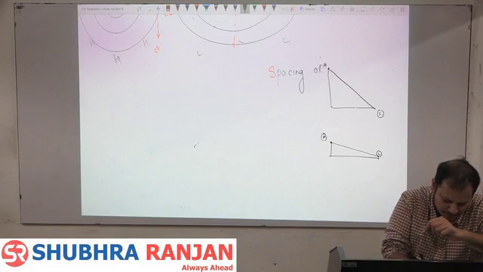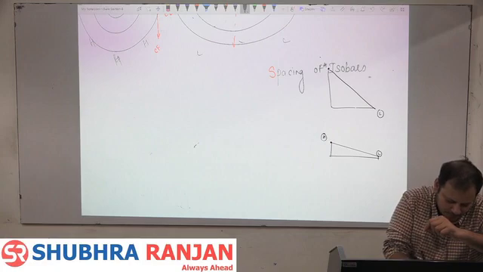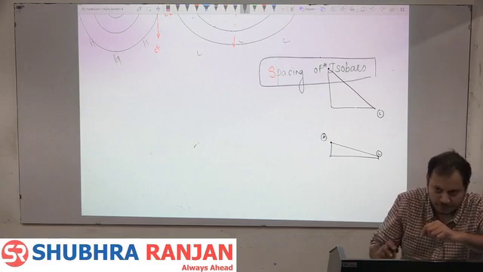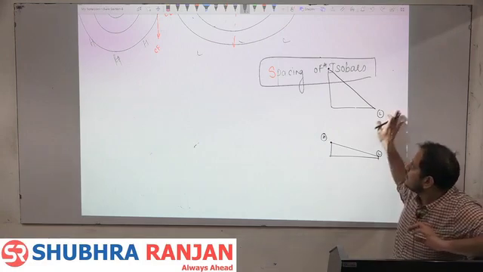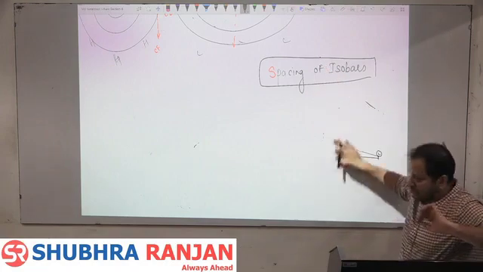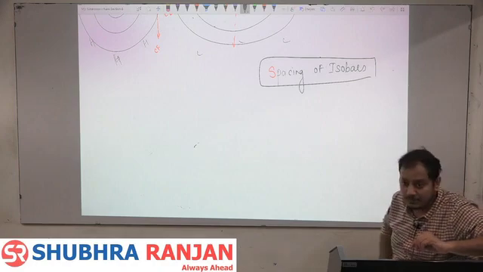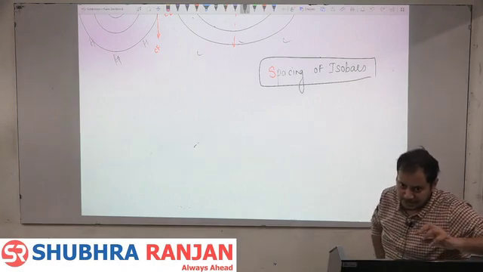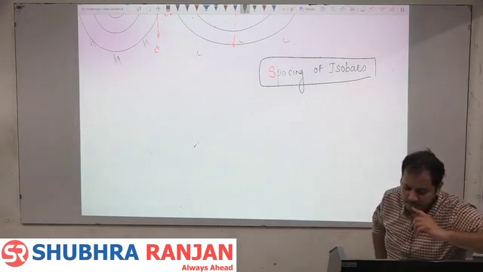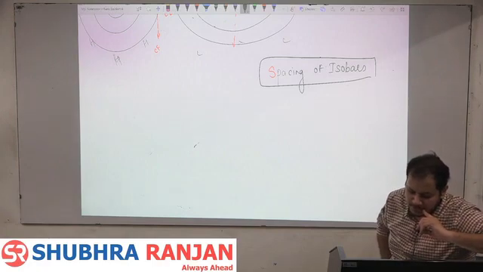Spacing of isobars is used to determine the pressure gradient.